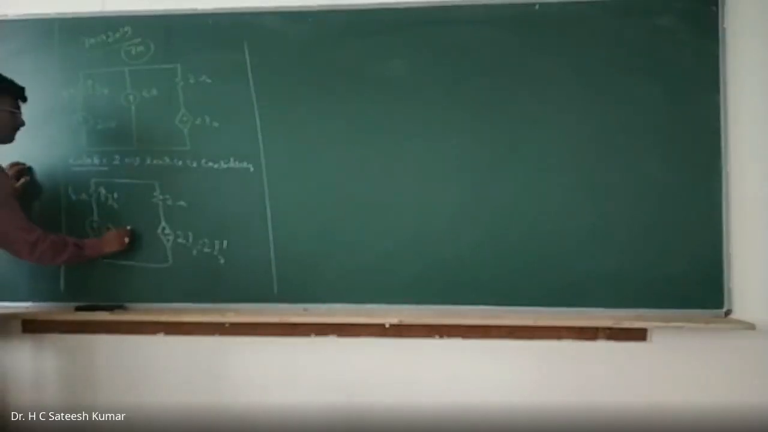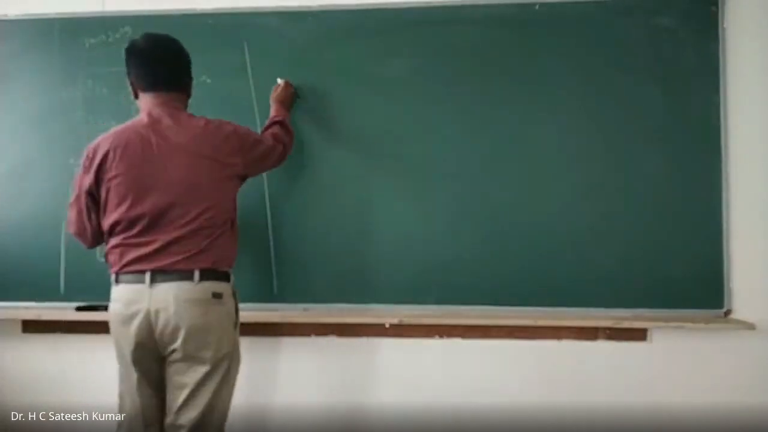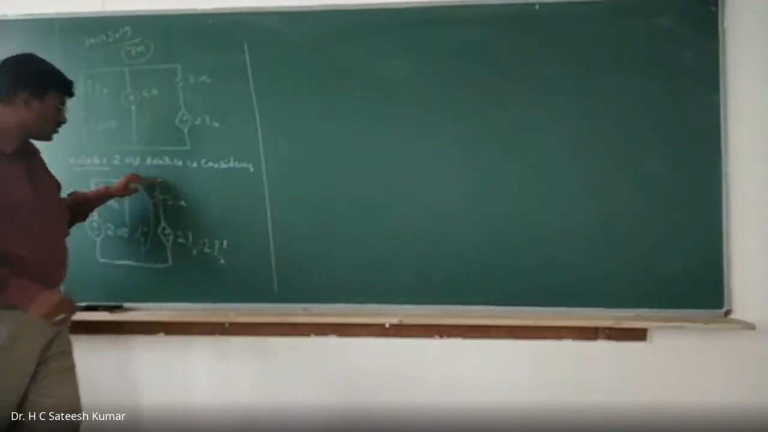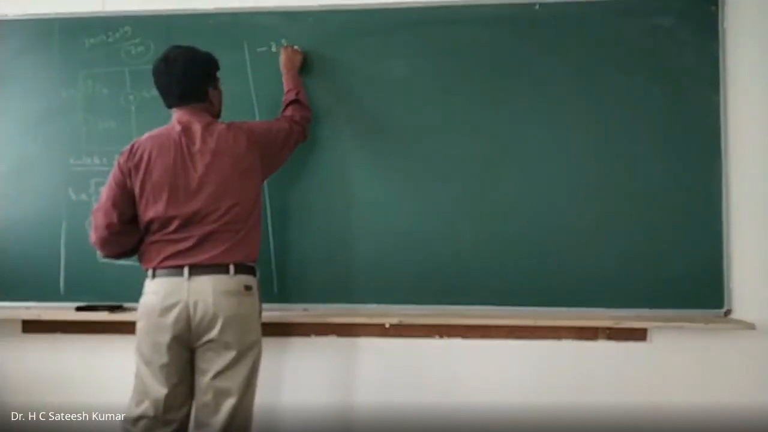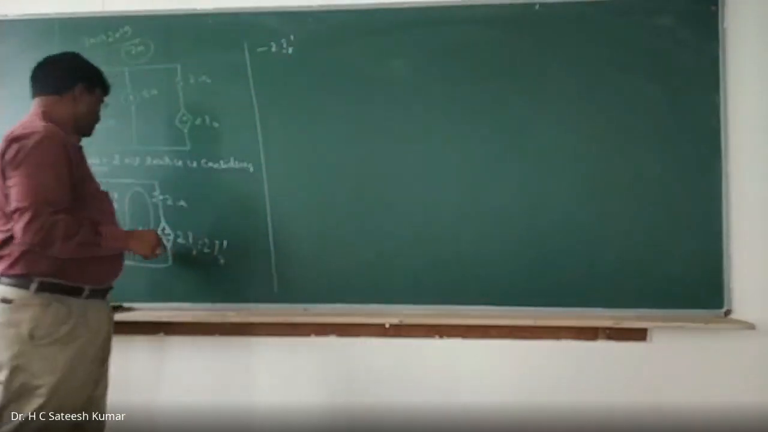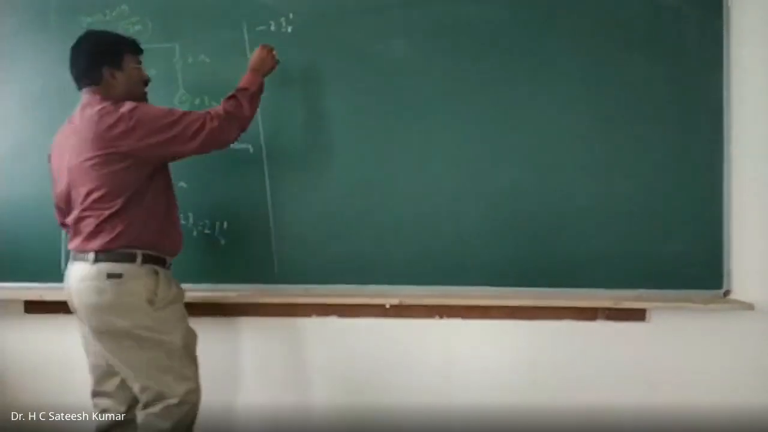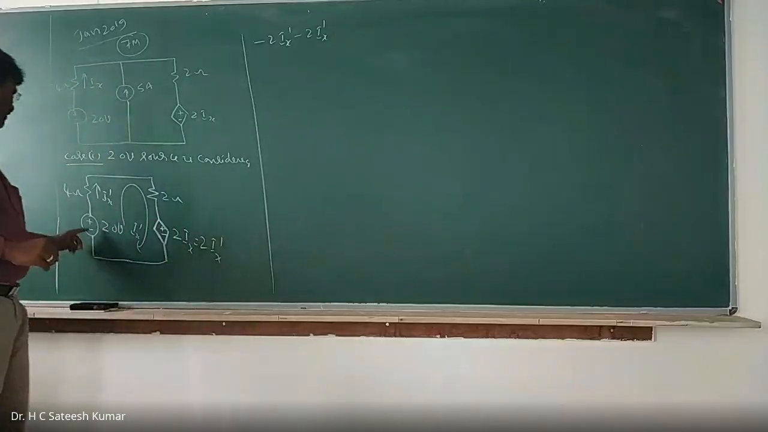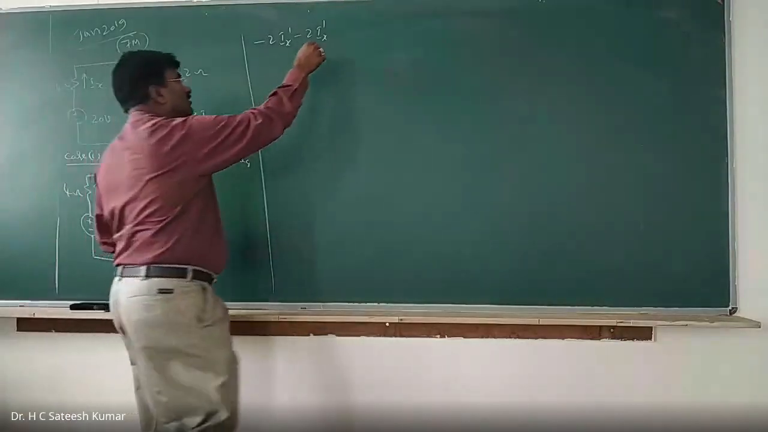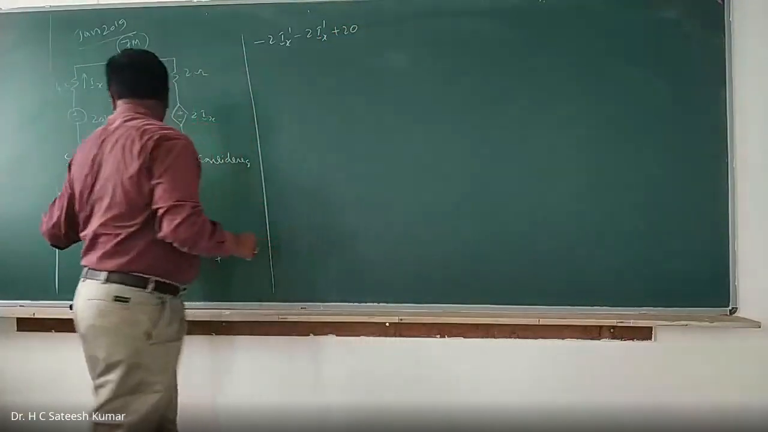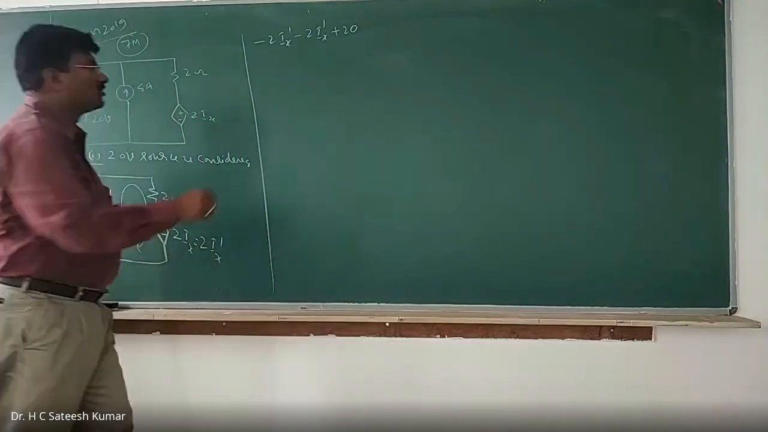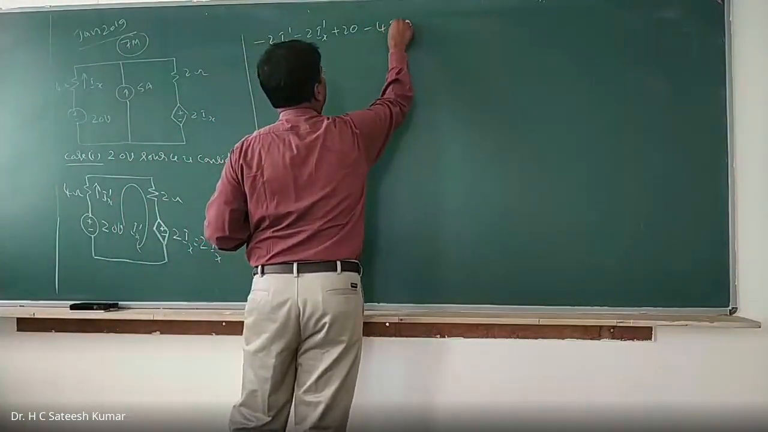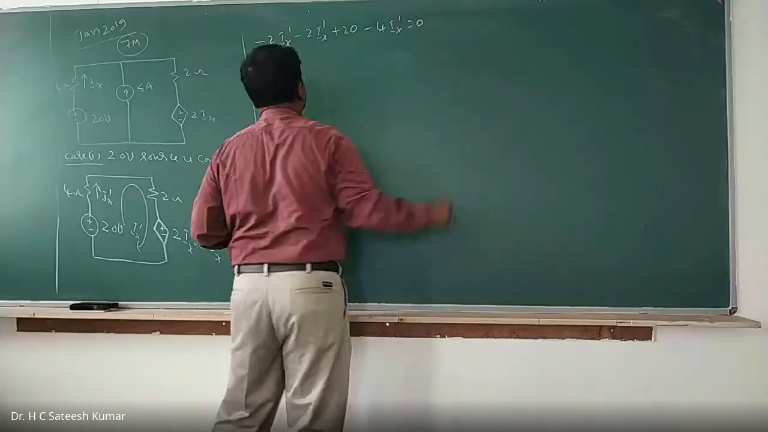Apply KVL. You call this as Ix dash only. Okay, right. So KVL, if you apply it, start from this point: minus 2 Ix dash, minus 2 Ix dash, and plus 2 minus is minus 2 Ix dash, and then minus 2 plus is plus 20, and minus 4 Ix dash is equal to 0.